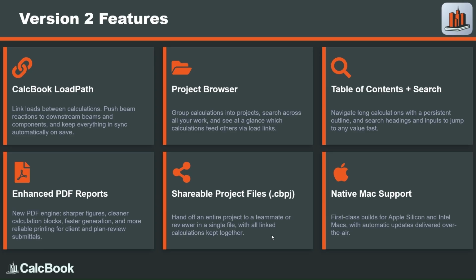As part of the project browser system, we have new shareable project files. These are new file types that contain all of your calculations. So you can store these on your company server, or you can share them with other colleagues, and they can simply open the project file, and they'll have all of the calculations contained inside of it. And the last thing we've done is we've released CalcBook on Mac. So if you have a Mac, you can go ahead and download and use CalcBook as well. So let's go ahead and open up CalcBook and take a look at these new features.